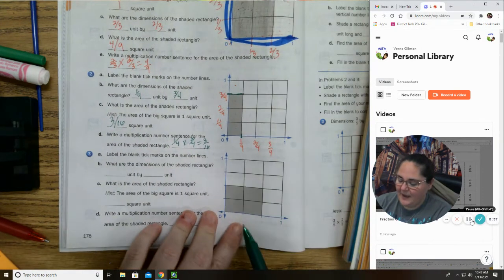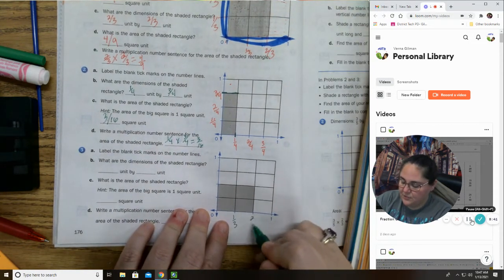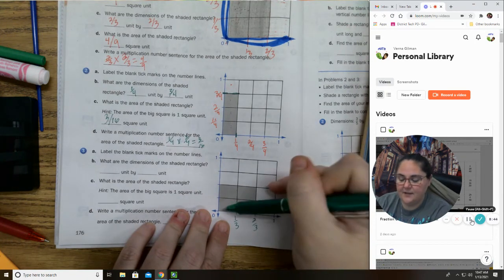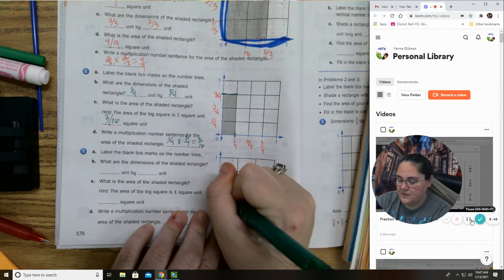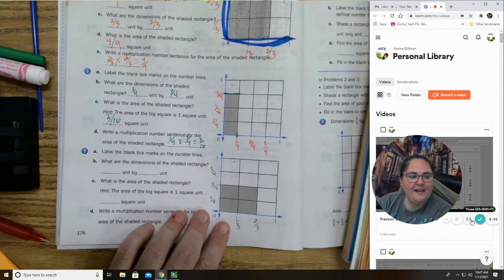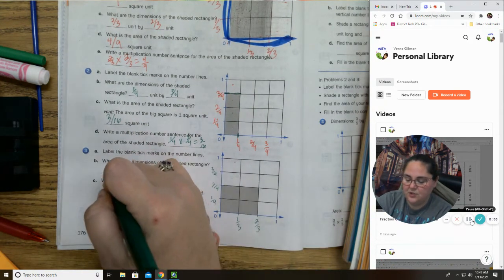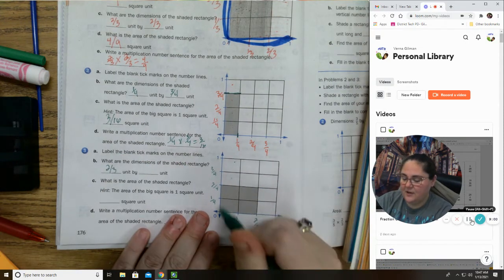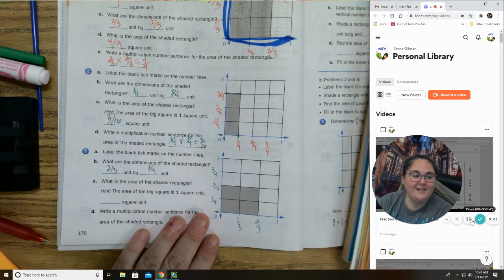All right, here we go. I see that this is in thirds. So 1/3, 2/3. I see that there are 4 pieces going up. So 1/4, 2/4, 3/4. And now I can figure out my units. How far did I go over? 2/3. How far did I go up? 2/4. So my units, you should have written 2/3 unit by 2/4 unit.